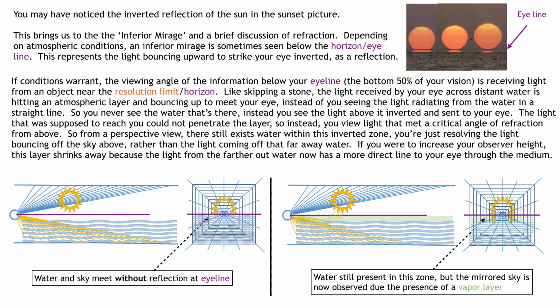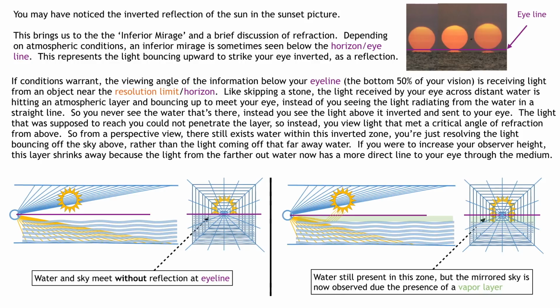So the inferior mirage, depending on atmospheric conditions, is sometimes seen below the horizon or eye line. This represents the light bouncing upward to strike your eye inverted as a reflection. If conditions warrant, the viewing angle of the information below your eye line, which is the bottom 50% of your vision, is receiving light from an object near the resolution limit or the horizon.